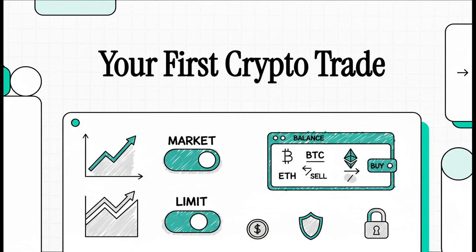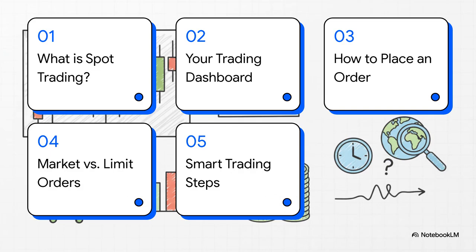Let's dive in. So here's the game plan. We're going to tackle this in 5 quick steps. First up, what even is spot trading? Then we'll get you familiar with the trading dashboard. After that, the main event, how to actually place an order. We'll also break down the difference between market and limit orders. And finally, we'll wrap up with some really important first steps to make sure you start off smart.